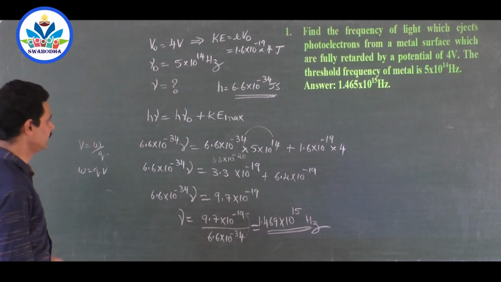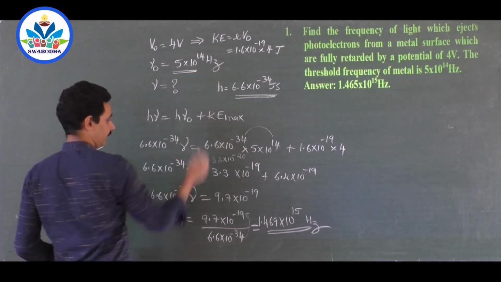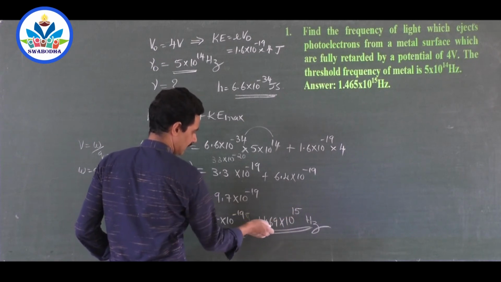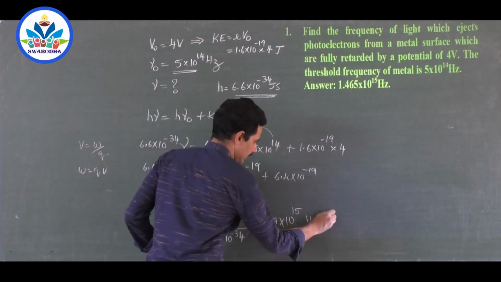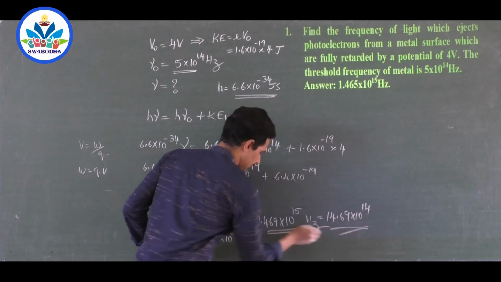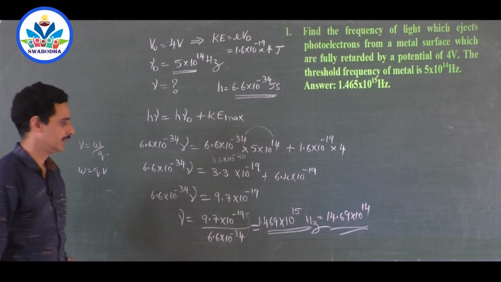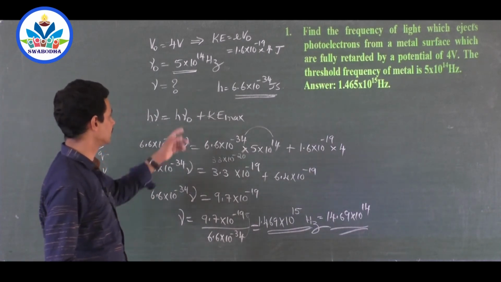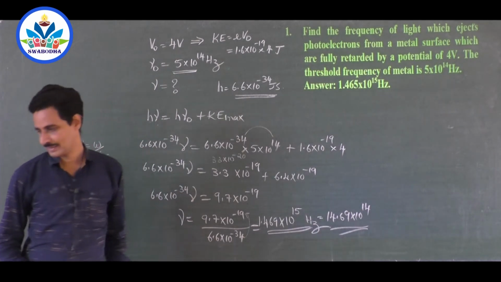But what is the incident frequency? It is 5 into 10 to the power 14. I can give one 10 here, to make 10 to the power 15 this one. One 10 here means 14.69 into 10 to the power 14. You donate one 10 to this one, then it becomes 14.69 into 10 to the power 14 hertz, which is greater than 5. So we got the correct answer.